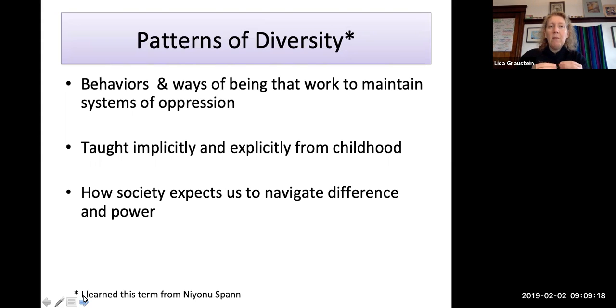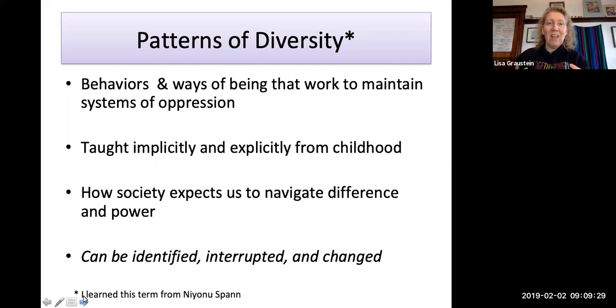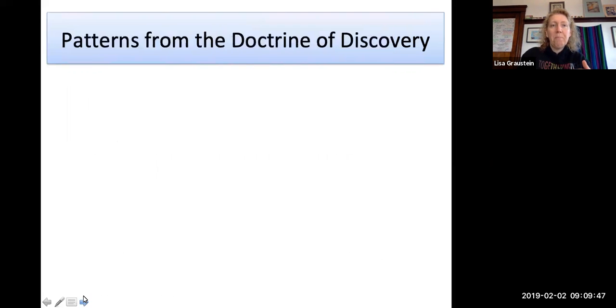And because these behaviors work to maintain the status quo, work to maintain systems of oppression, they are incredibly powerful in impacting all of our lives. But the thing that I find most exciting is that once we can identify them, we have greater capacity to interrupt them and to actually change them, because none of these ways of being are ways that are consistent with how God wants us to be in the world. And so we're going to look at some of them that come specifically from the doctrine of discovery and ways that they show up today.